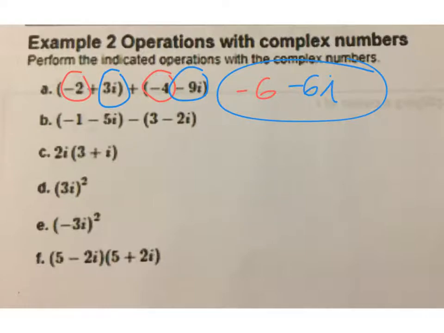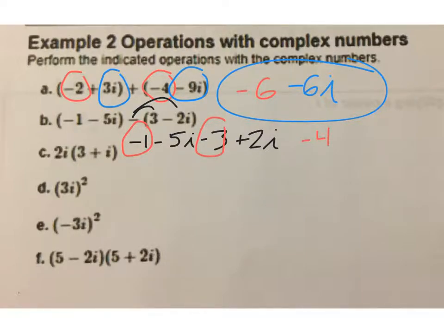Now for b, it's a little trickier because you're subtracting the second complex number. So I would recommend distributing at the very beginning. Now if I rewrite that, that's going to give me negative 1 minus 5i minus 3 plus 2i. Now once I've done that, it's just combining. Combine the real numbers. Negative 1 and negative 3 gives negative 4. And then negative 5i plus 2i gives negative 3i.